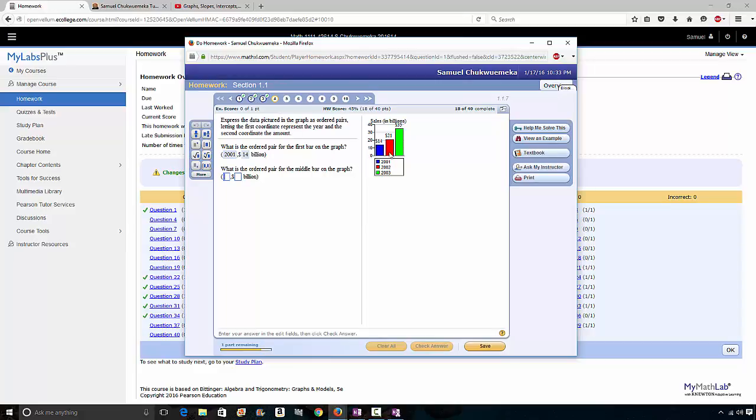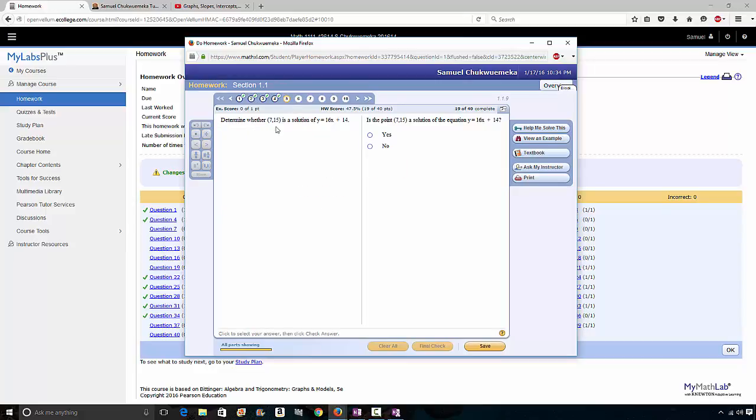Then for the middle bar, the red is 2002, and the money is $21 billion. The third bar is 2003, and the money, this is the bar graph, is 35. And let me say this: if you made a mistake in any of these, you just click on similar exercise and you get a new trial. You can try this again.